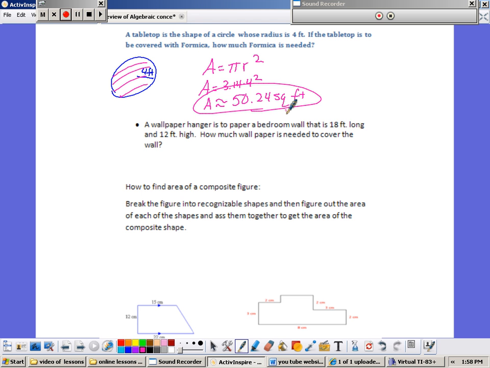A wallpaper hanger is to paper a bedroom wall that is 18 feet long and 12 feet high. How much wallpaper is needed to cover the wall? Okay, so I have 18 by 12, which is a rectangle. They want to cover it with wallpaper inside, that's area. Area is length times width, so the area is 12 times 18. 12 times 18 gives me 216 square feet.